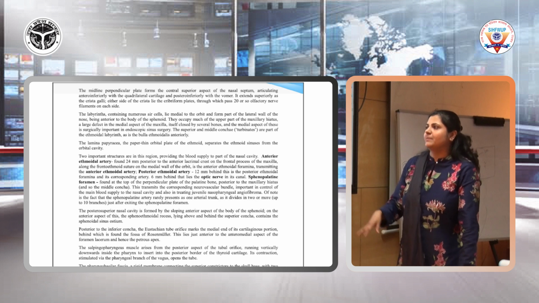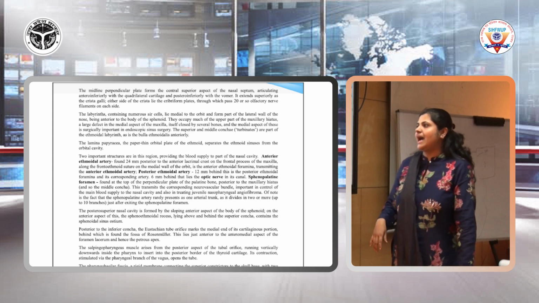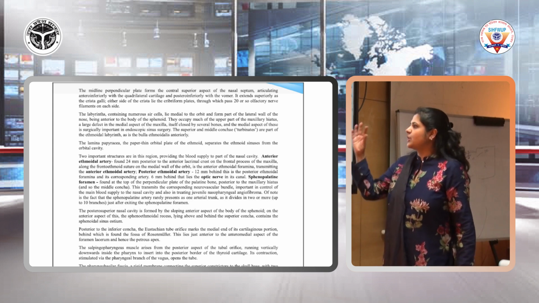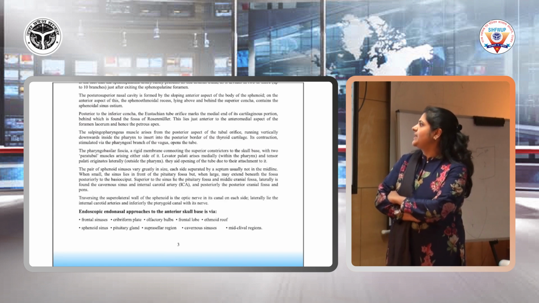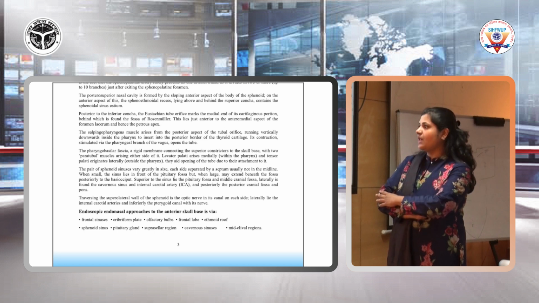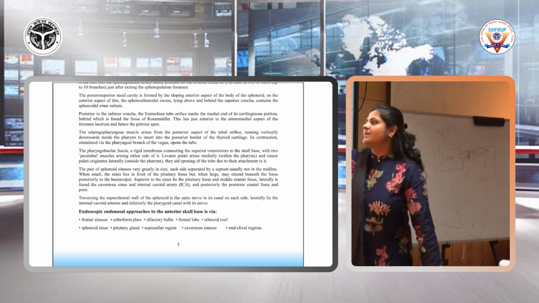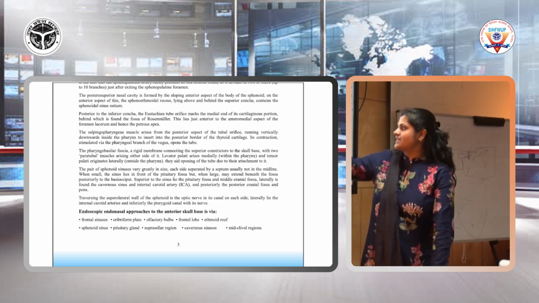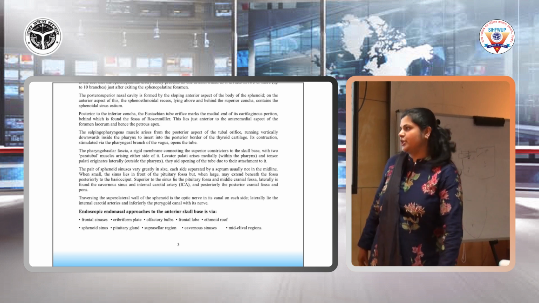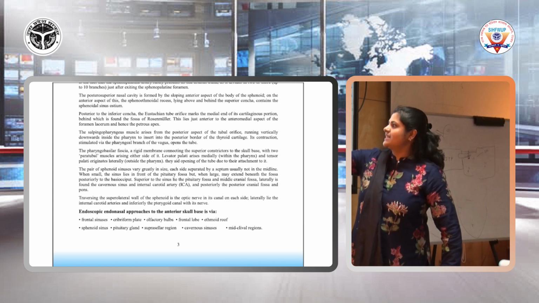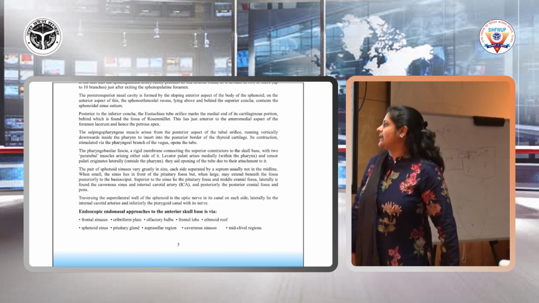Now the sphenopalatine foramen. It is found at the top of the perpendicular plate of the palatine bone, posterior to the maxillary hiatus. It transmits the sphenopalatine artery. Posterior to the inferior concha, the eustachian tube orifice marks the medial end of the cartilaginous portion, behind which is found the fossa of Rosenmuller. Now the muscles: the salpingopharyngeus muscle arises from the posterior aspect of the tubal orifice, and on contraction, it opens the eustachian tube. Now there are a pair of sphenoid sinuses which vary greatly in size, separated by a septum, which is usually not in the midline.